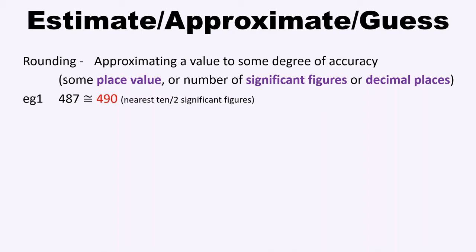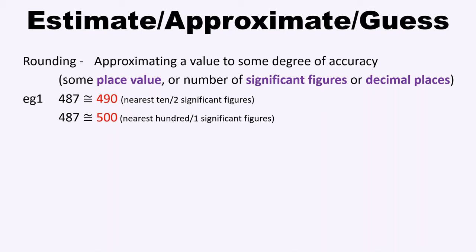For example, 487 is approximately 490. That's when I round to either the nearest 10 or to two significant figures. I could have rounded this value in a different way as well, however. 487 is also approximately the same as 500 when I round to the nearest 100 or to one significant figure.